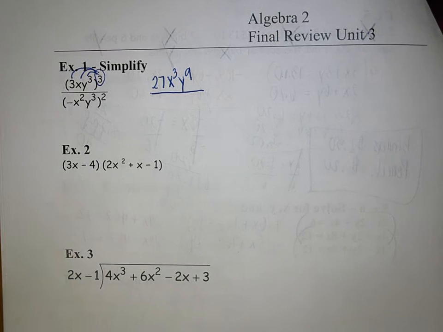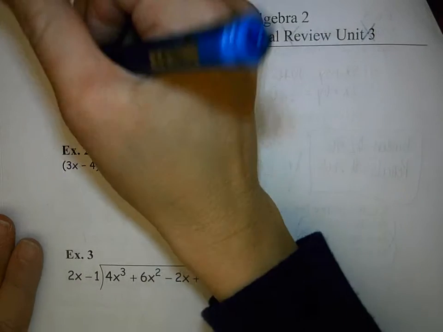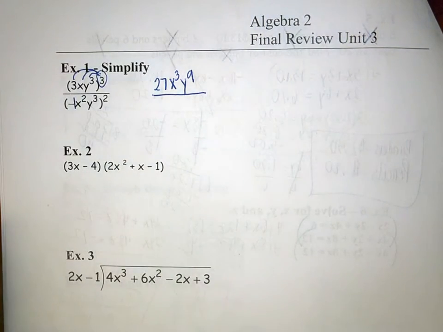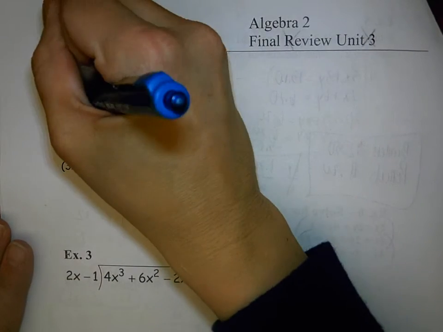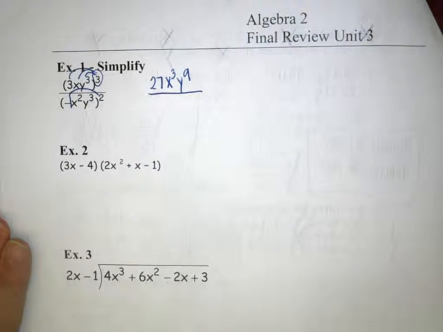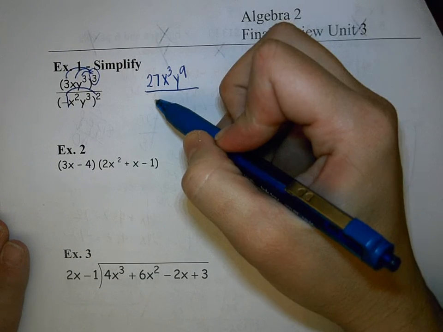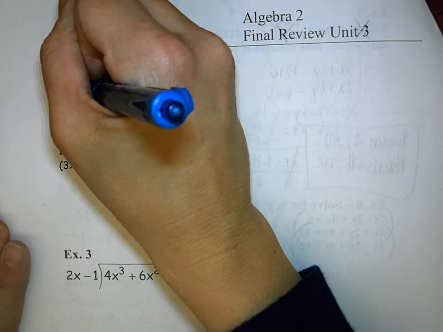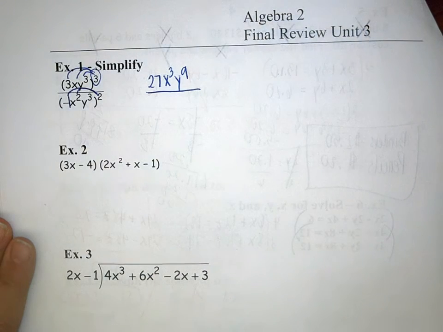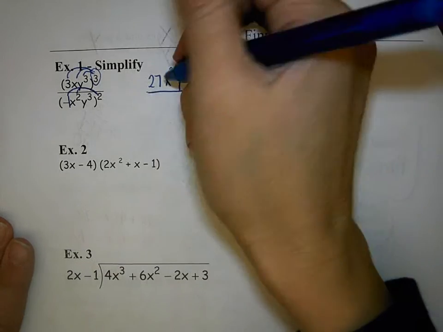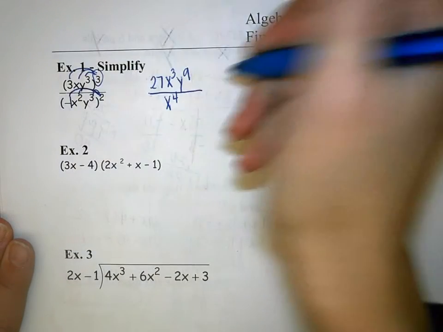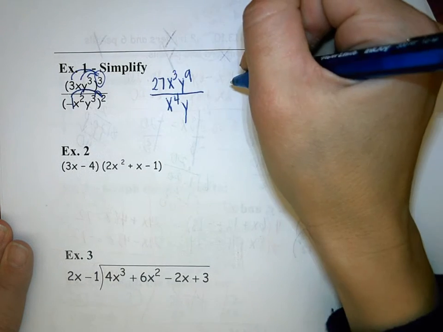All right, so we go down to the bottom. This is where some of you get confused. There is a number in front of this x, and that number is a negative 1. When we square a negative 1, it becomes a positive 1. If you want to write positive 1, you can, but you don't need to. And then we have x squared to the second power, which will make x to the fourth. And then we're going to end up with y to the sixth.